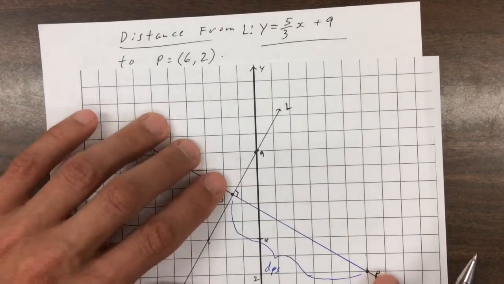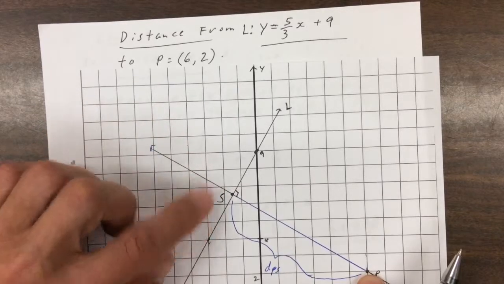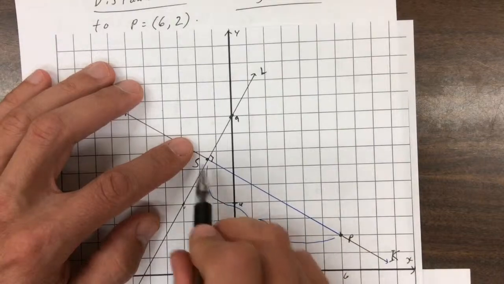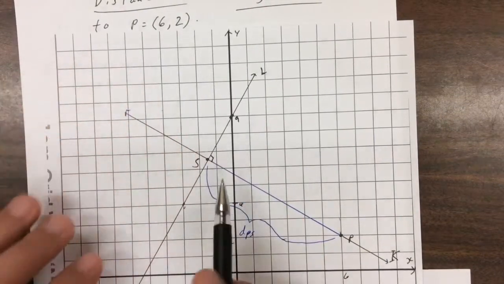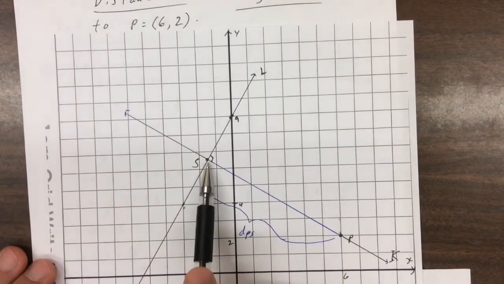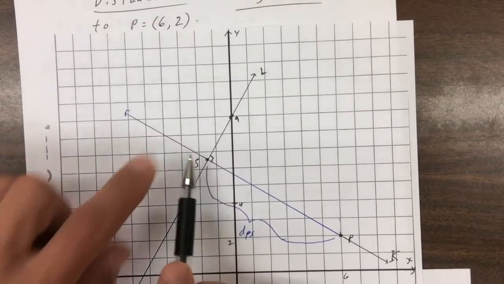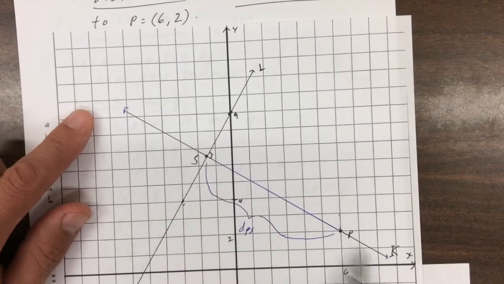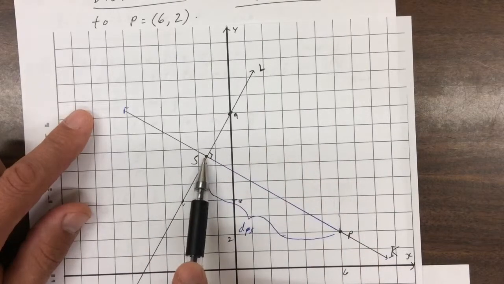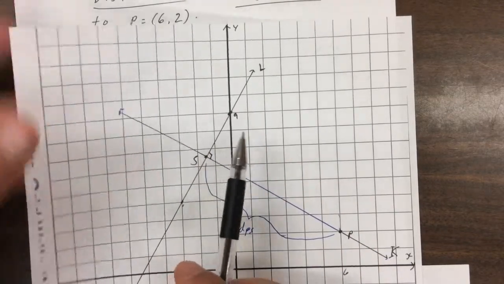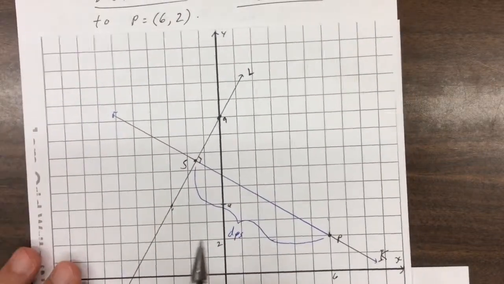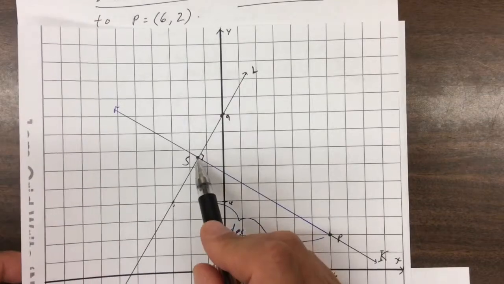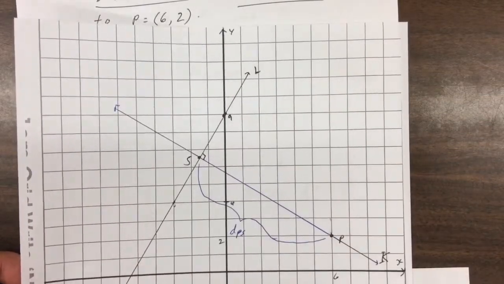Now I want this distance from P to line L. So we need to figure out what this point is. We're going to extend this line segment to line K and find the intersection point of these two lines. That'll give us point S. Okay, and so that's the next step. So we got the equation of line K. Now we need to find this point S, which is the intersection point of K and L.